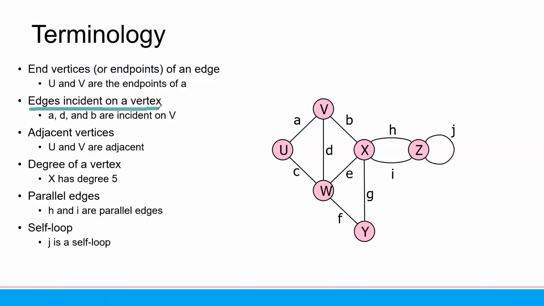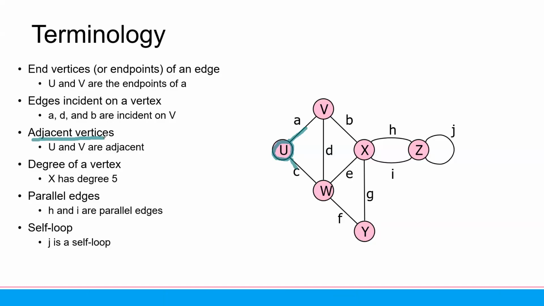Edges incident on a vertex. We call them A, D, and B. They are incident on V. Okay. Because in V we have the edges A, D, and B. So another example, let's say we use U. What are the edges incident on U? We have A and C. Okay.